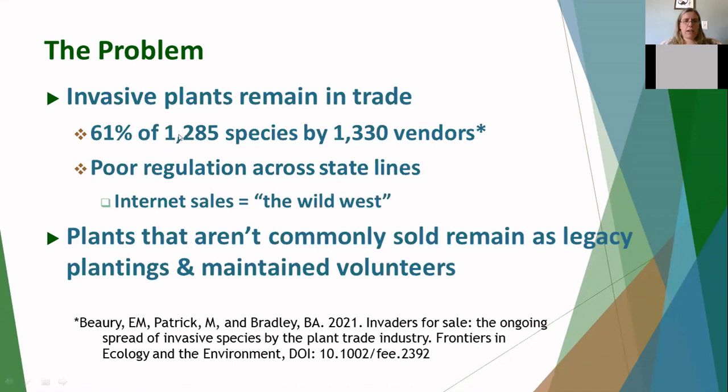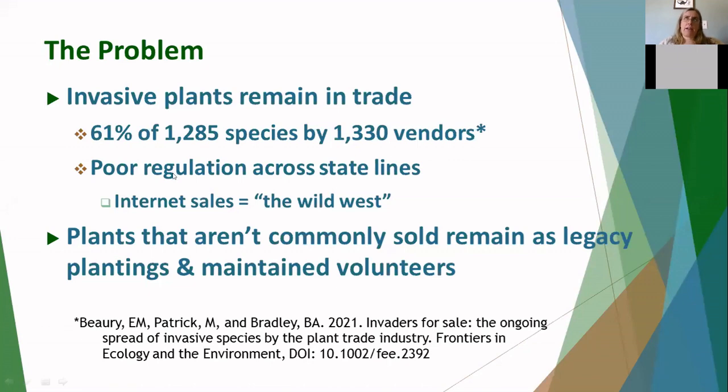And they found that, so they compiled a master list of plants that are regulated as invasive by some jurisdiction in the United States. They compiled a list of 1,285 plant species, and they found that 61% of those are being sold by some vendor somewhere in the US. And they identified 1,330 specific vendors selling one or more of these species. So that's not great. They do, in their discussion in their paper, dig into a little bit more nuance.